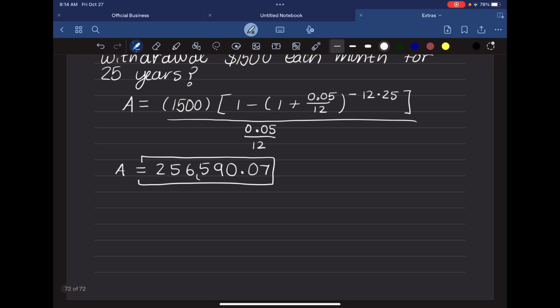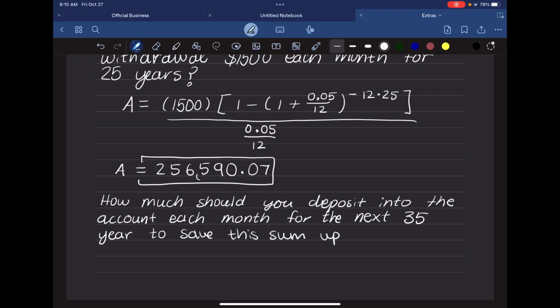So I'm going to write this question down. So this would be like if we're saving up for retirement, and then when we retire, we have this much, and then we're withdrawing $1,500 a month. So to do this, we just use the savings annuities formula.